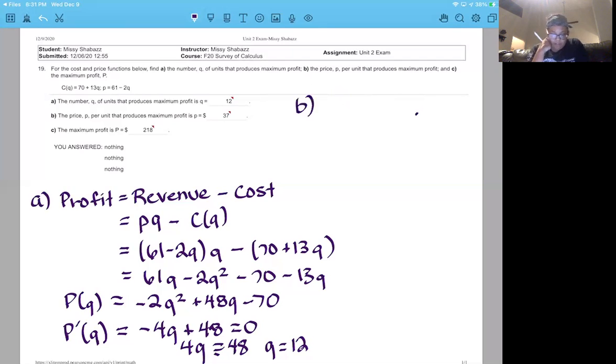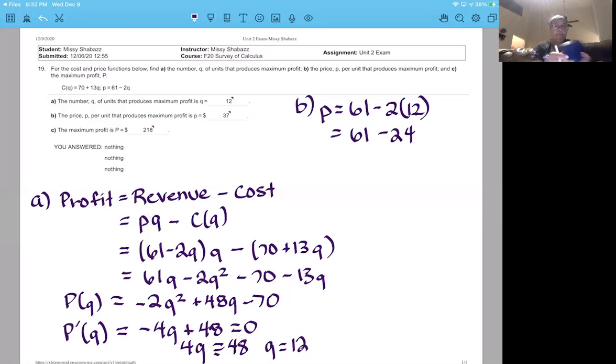Part B asks the price per unit that produces the maximum profit. So now I'm going to plug in 12 to my price function. So 61 minus 2 times 12. So 61 minus 24. And I get 37.